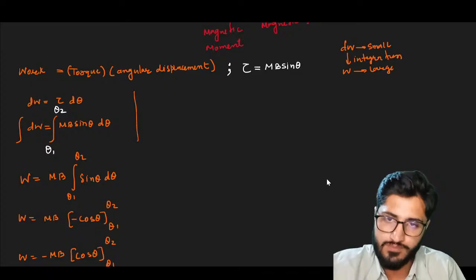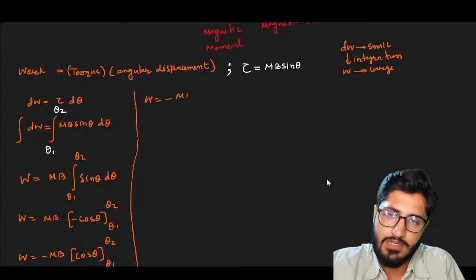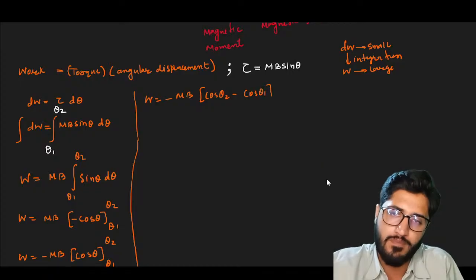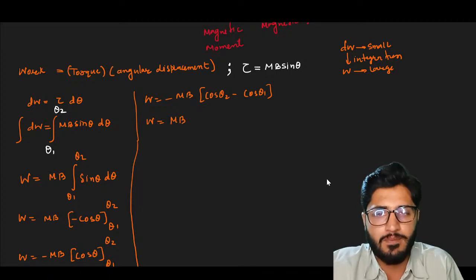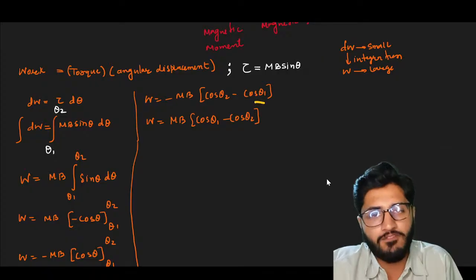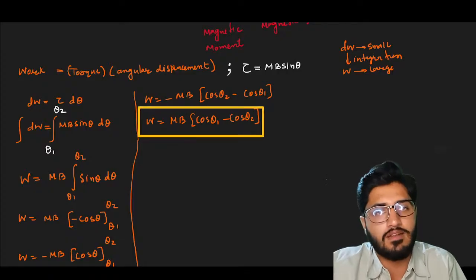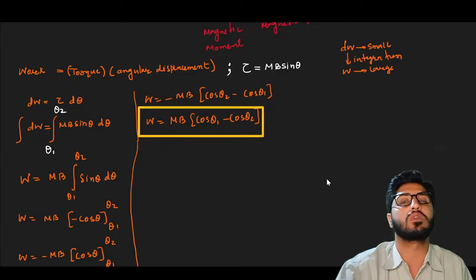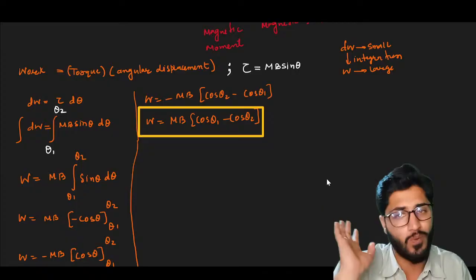Okay, look now. W is minus MB, upper limit minus lower limit. I can also take the minus inside, so it becomes MB into cos theta 1 minus cos theta 2. So this is the final relation of my work done. That means if somebody asks you, we are rotating the coil from theta 1 angle to theta 2 angle, what should be your work done on it? You can write it is MB (cos theta 1 minus cos theta 2).